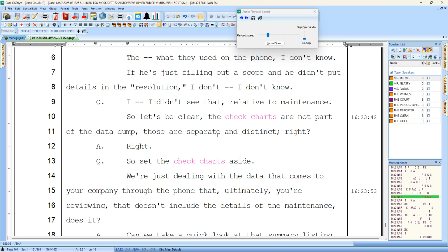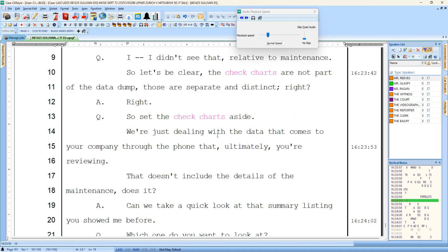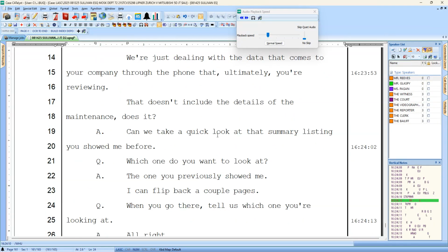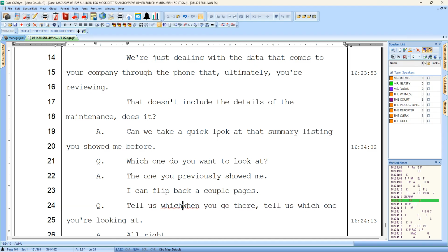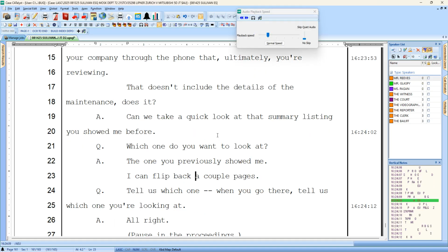Can we take a quick look at that summary listing you showed me before? Which one do you want to look at? The one you previously showed me. I can flip back a couple pages. Tell us which one, when you go there, tell us which one you're looking at.